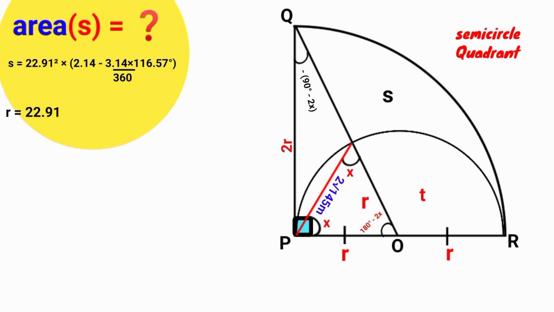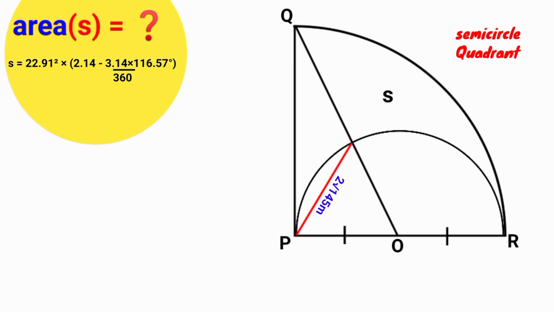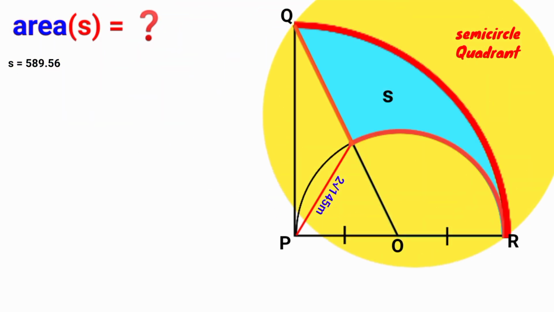Substitute it here. Now S equal to 22.91 all squared into bracket 2.14 minus 3.14 multiplied by 116.57 all over 360 degrees. If you press this in your calculator, you'll get S equal to 589.56. That is, the area of this blue portion which we are asked to calculate is 589.56 meters squared.